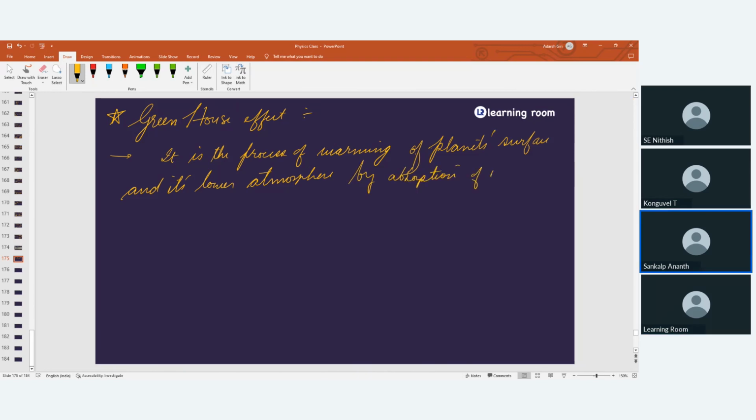Sir, are we doing the greenhouse effect or energy degradation? Greenhouse effect. Written there, no? Absorption of infrared radiation. Okay, I thought you forgot to change. Okay.